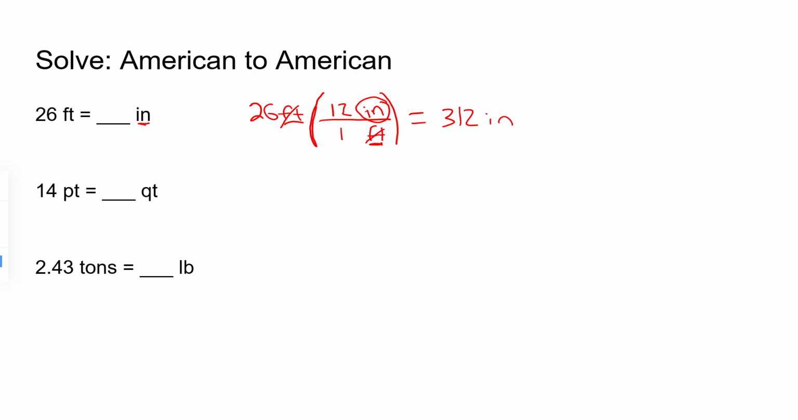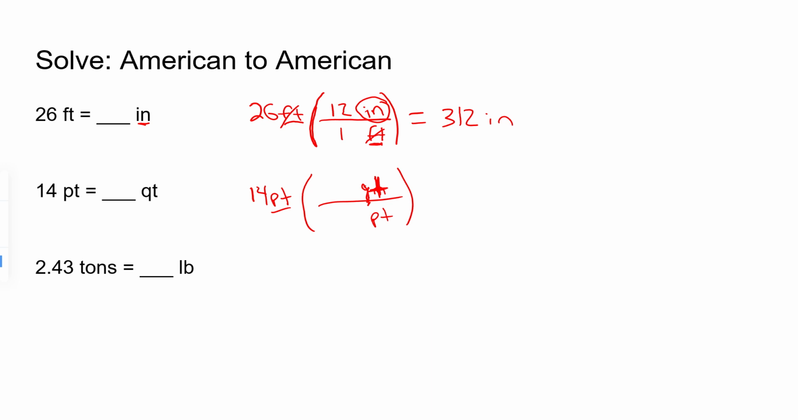Okay, here we go. So 14 pints. We're going to start with the number that they give us. Because pints is on the top and we want it to cancel out, we're going to put it on the bottom. We're converting to quarts. Wow, I was looking at the problem at the top there. Quarts. Okay, so 14 pints to quarts.